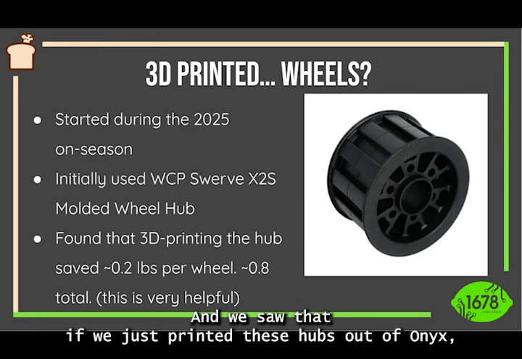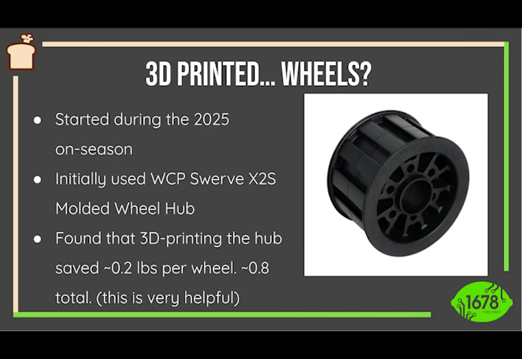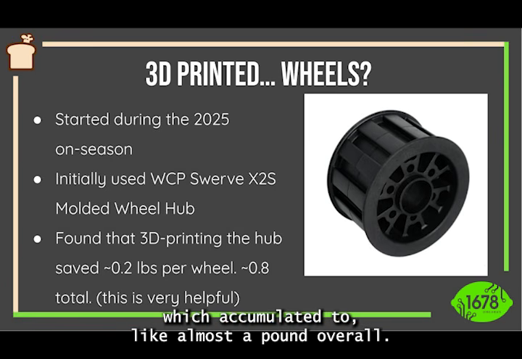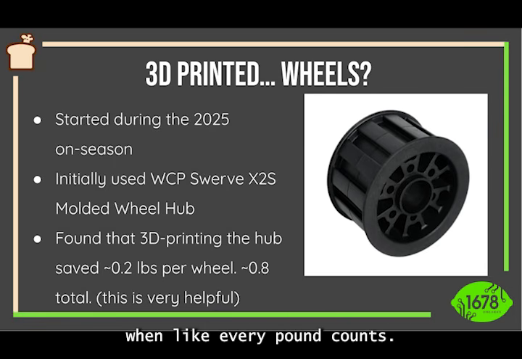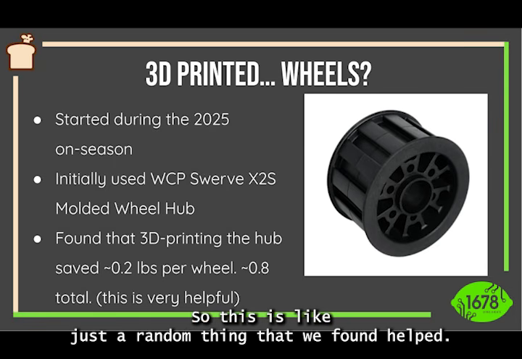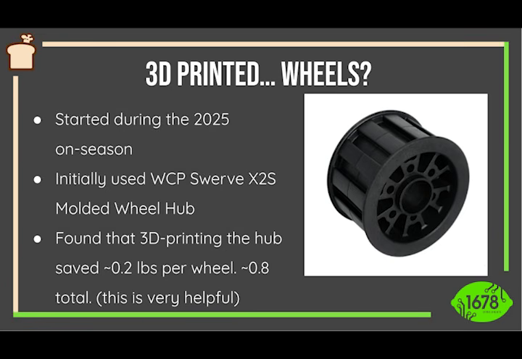We saw that if we just printed these hubs out of Onyx, we saved about 0.2 pounds per wheel, which accumulated to almost a pound overall. And that's honestly a pretty huge number when every pound counts. So this is just a random thing that we found helped.